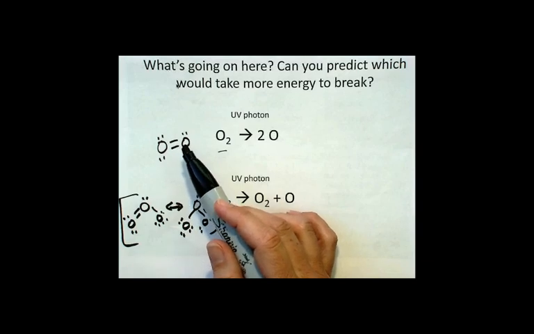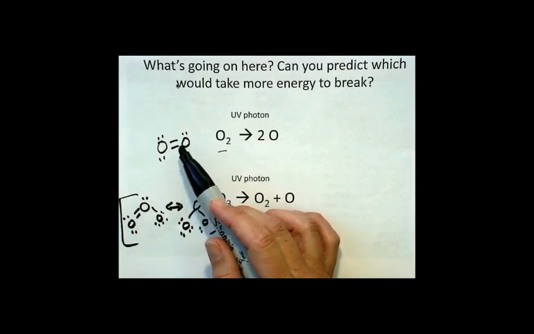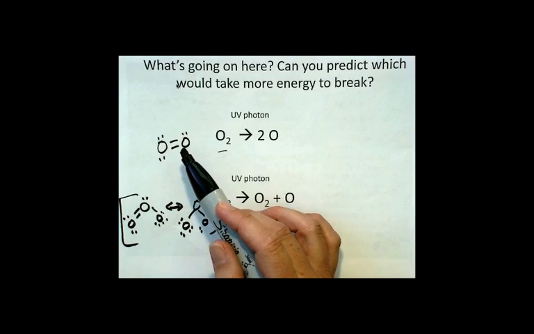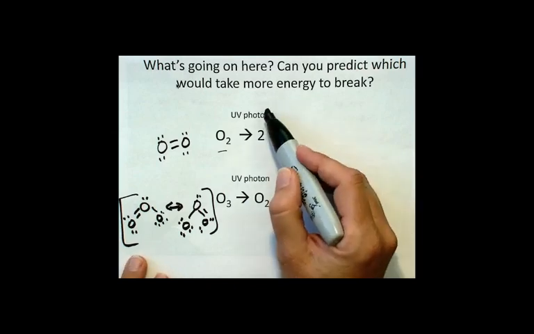Just imagine if you were holding on to some object very tight, it's going to take more energy to rip that object out of your hands. So too, if these two atoms are being held together by a tighter bond, it's going to take more energy to disrupt those bonds, that double bond we call it, to break apart those two oxygen atoms. So I'm going to predict that this is going to be a higher energy photon.